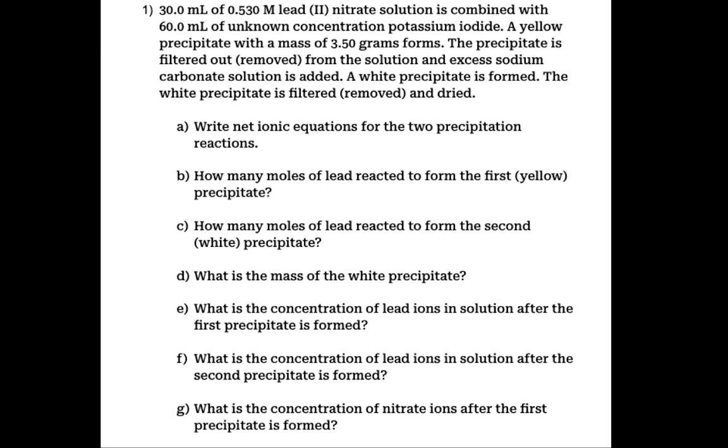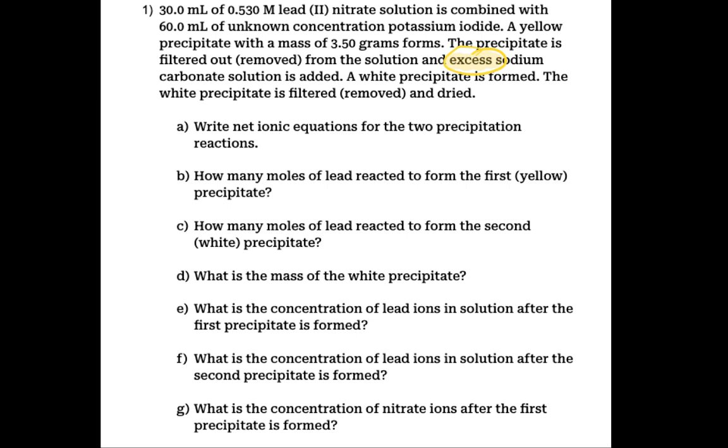All right, what should we look at for the phrasing of this question? This word right here stands out to me, and I guess it should because I wrote this question: excess. What does that mean? That means that we added a lot of sodium carbonate in that second step. So there are two precipitation reactions happening. I'm going to talk about these and write them here, and then we'll look at my other work for B, C, D, E, F, G. But first, the precipitation reactions.